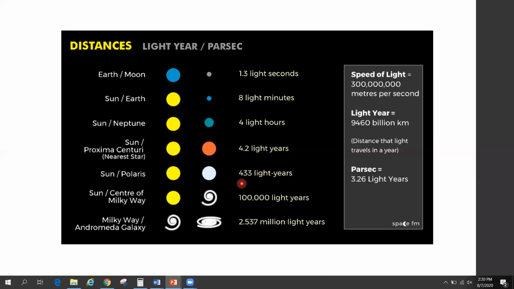The sun to the center of the Milky Way, 100,000 light years away. And the sun to the nearest large galaxy, Andromeda, 2.537 million light years away.